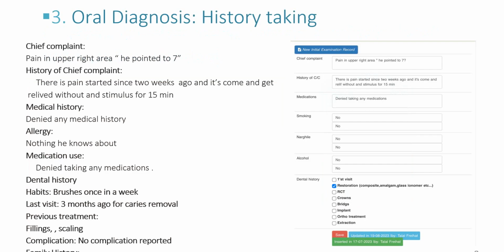Okay, let's go to the oral diagnosis history taking. After selecting the appropriate patient, then the oral diagnosis process started. History taking, all components of history taking, starting from the chief complaint, history of chief complaint, medical history, dental history, family history, and to the right side here we see the screenshots from the DPR for documentation.